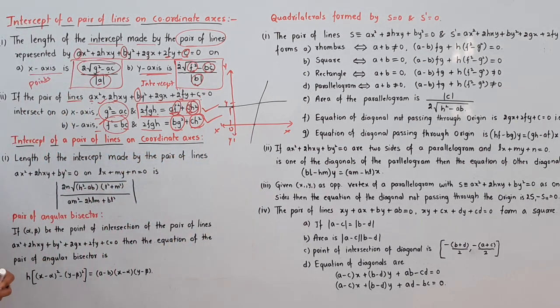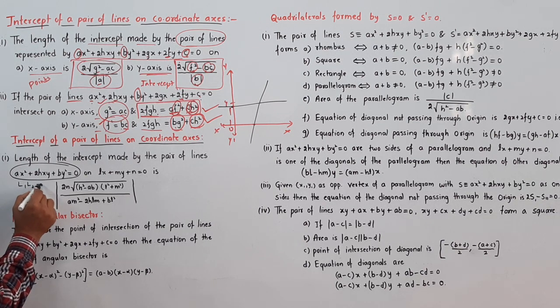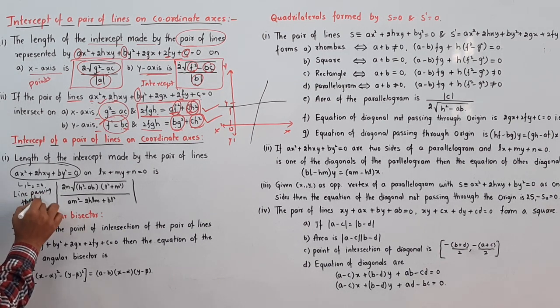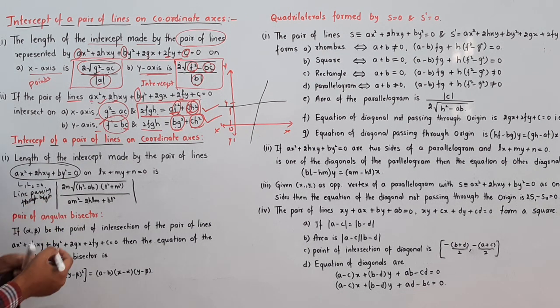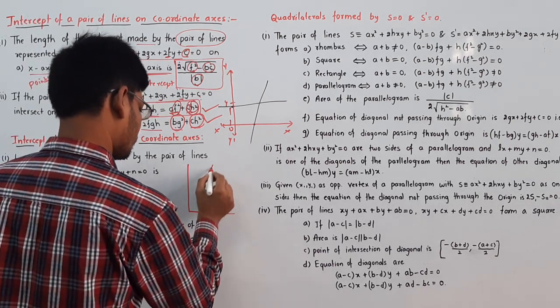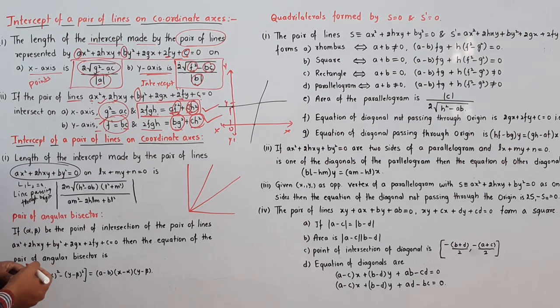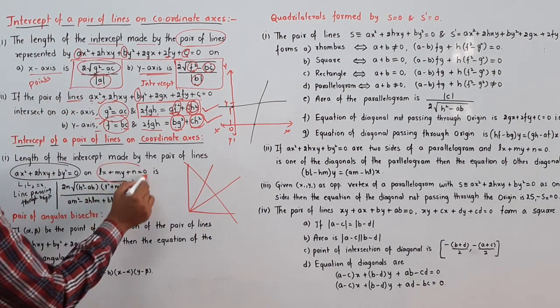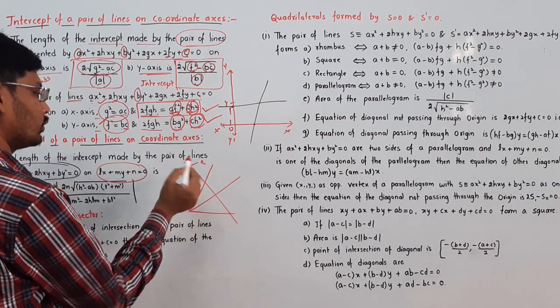Length of intercept. If you want to find the length of intercept here, there is a pair of straight lines formed by L1 and L2 equal to 0, where the lines are passing through the origin. These two lines are passing through the origin, and the intercept is made by the line here. This is the line lx plus my plus n equal to 0, and it is intersecting at 2 points.